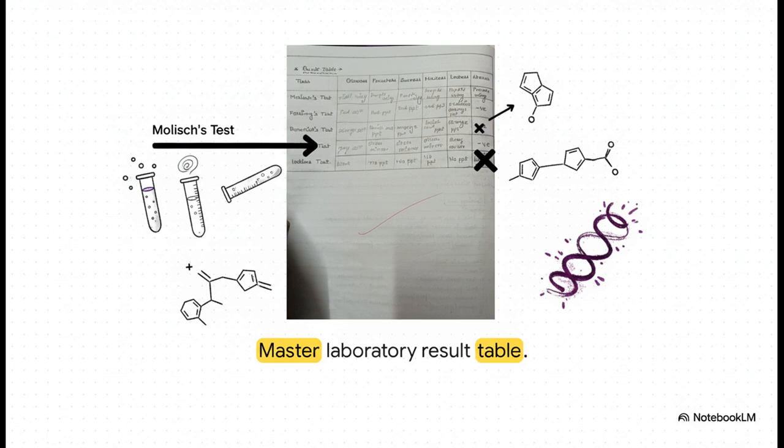For example, look at Molisch's test at the top. It's yielding a positive result for almost everything because it's a general carbohydrate test. But then look at sucrose right there in the middle. See how it throws a massive negative for Fehling's, Benedict's, and Tollens? There is your non-reducing proof staring right back at you. And if you scan all the way over to the iodine test, you'll see only starch gives that distinct color change. It is literally all the data you need right in one place.